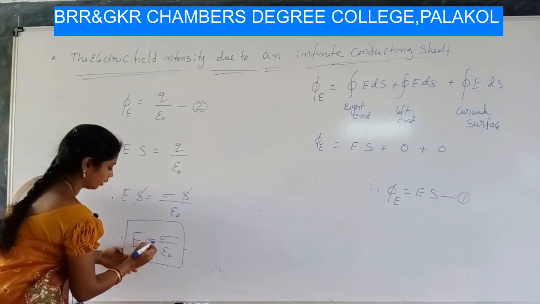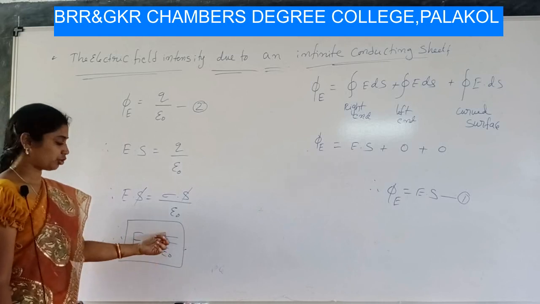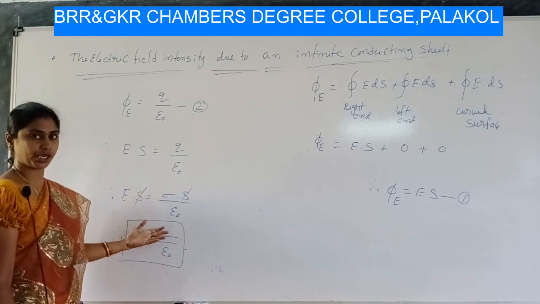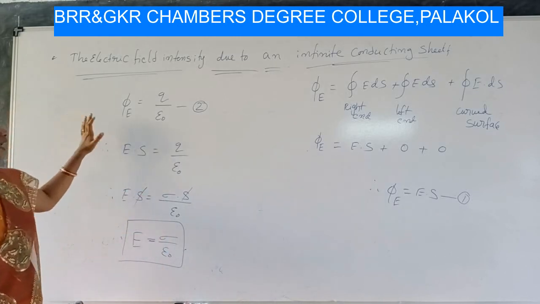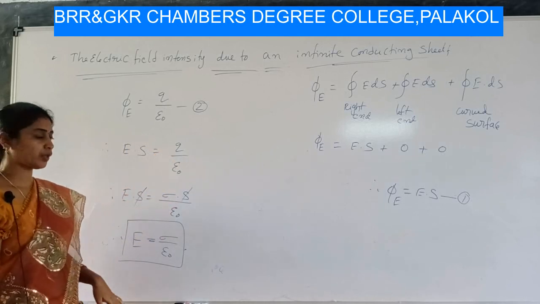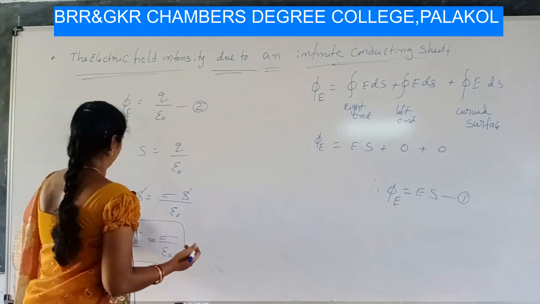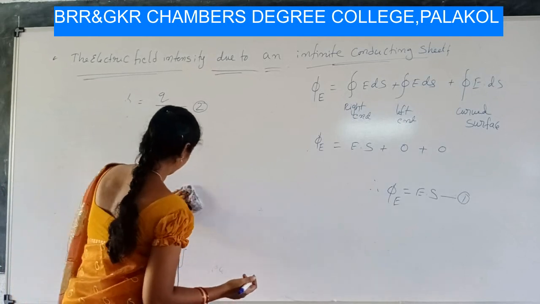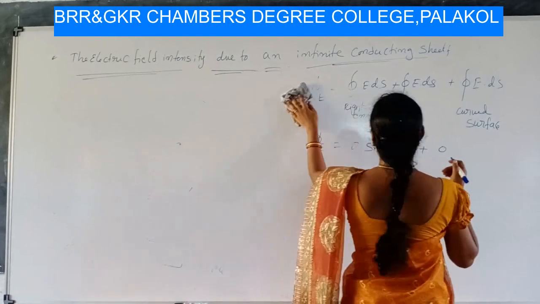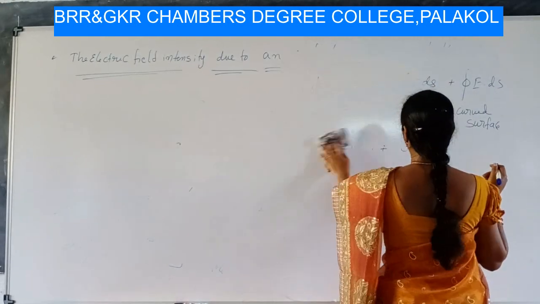From this expression, we say that the electric field intensity is the ratio between the charge density and the permittivity of free space of this conducting sheet. This is the electric field intensity due to an infinite conducting sheet of charge. Okay, then we go for the next application, which is the electric field intensity due to a conducting charged sphere.